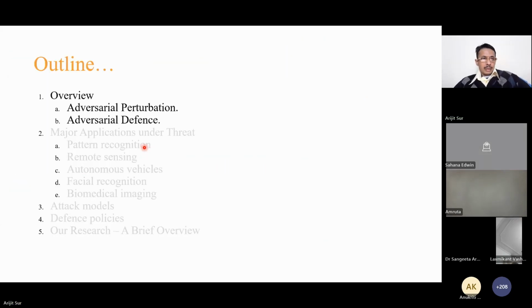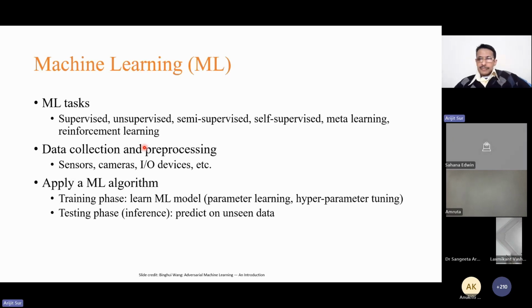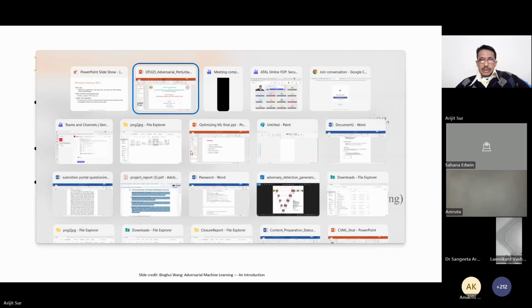Okay, so let's start. First, to understand what adversarial perturbation is: as we all know, machine learning has now become a very important aspect everywhere.